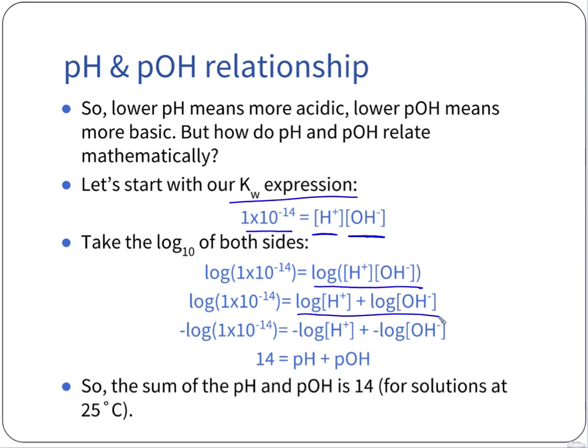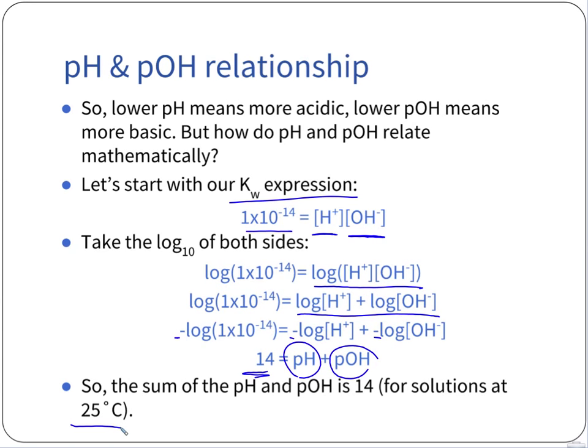Let's multiply both sides by -1, so we get a little negative sign out in front of each one of these. Well, what do we know? Log of 1 times 10 to the negative 14th, that's just going to be negative 14. A negative times negative 14 is positive 14. Negative log of hydrogen ion concentration, well, that's just something called pH. And negative log of hydroxide concentration, that's just pOH. So what we found is that the sum of the pH and the pOH is 14, at least for solutions at 25 Celsius. So if you know what the pH is, you can calculate what the pOH is.